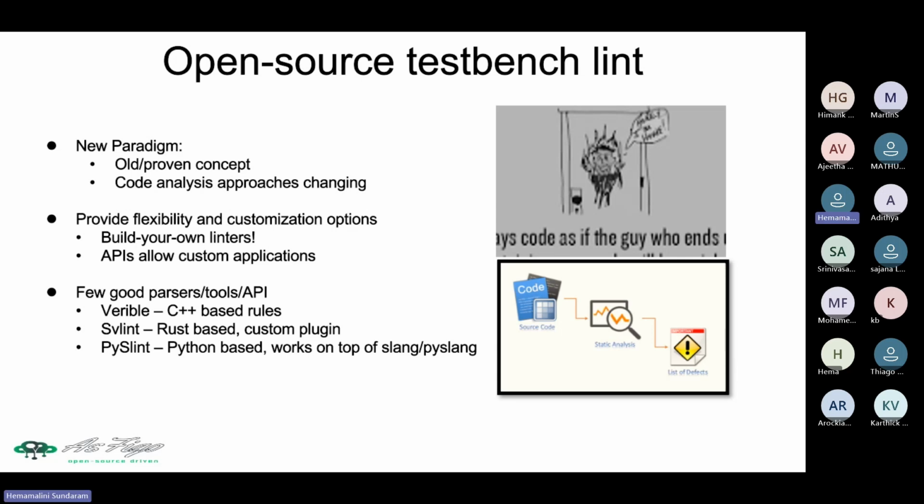Some of the good parsers here are Verible, which is C++ based. Then you have the SV Lint, which is a custom plugin, and it's also Rust based. The PySlint, which is Python based, works on top of Slang and PySlang.